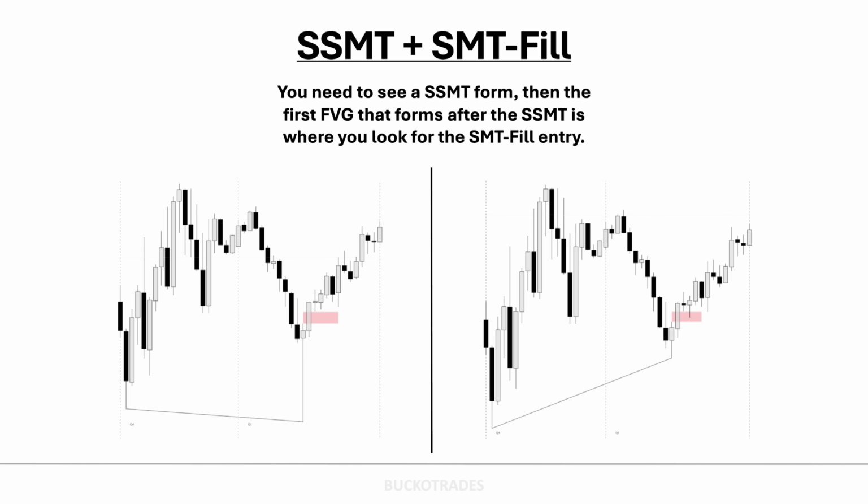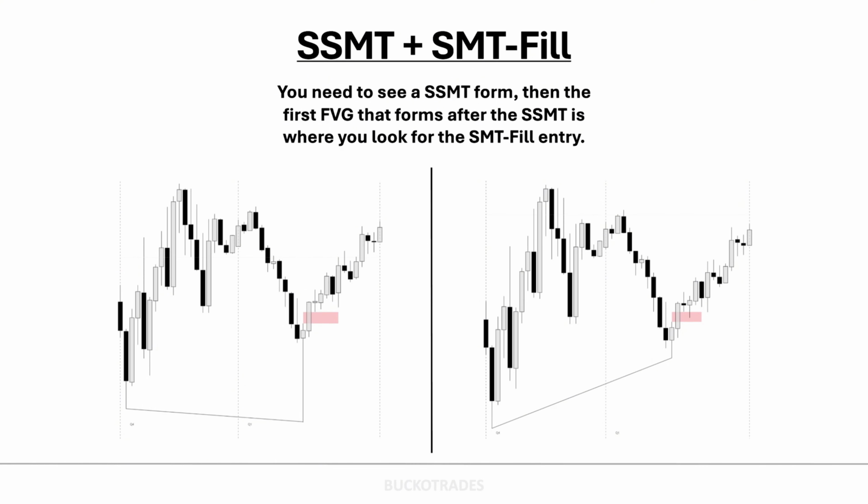So what we need to do now is blend those together. We need to see a sequential SMT form. Then that first fair value gap that forms after the sequential SMT is where we're looking for our SMT Fill entry. Essentially, the base of our setup is sequential SMT. The more we have, the better. For example, we can have a high time frame sequential SMT followed by a low time frame sequential SMT. And then we need to wait for that first fair value gap that forms after the sequential SMT we are viewing. Keep in mind it needs to be there on at least two closely correlated assets.